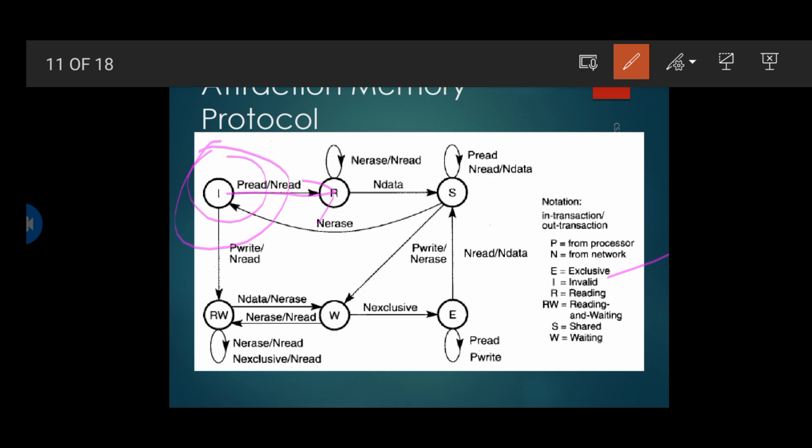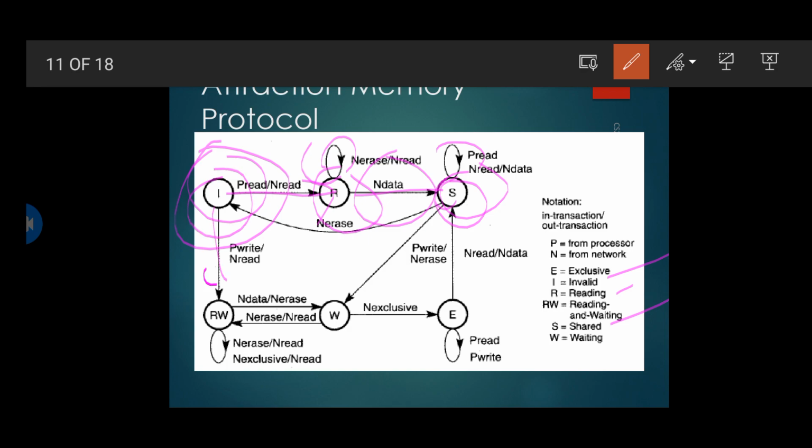Invalid points out to the R. R represents reading. Reading points out to N data. Through N data it points out to the S. S means shared here. Here read has the self node and S has the self node, but invalid doesn't have any kind of self node, as you can see.